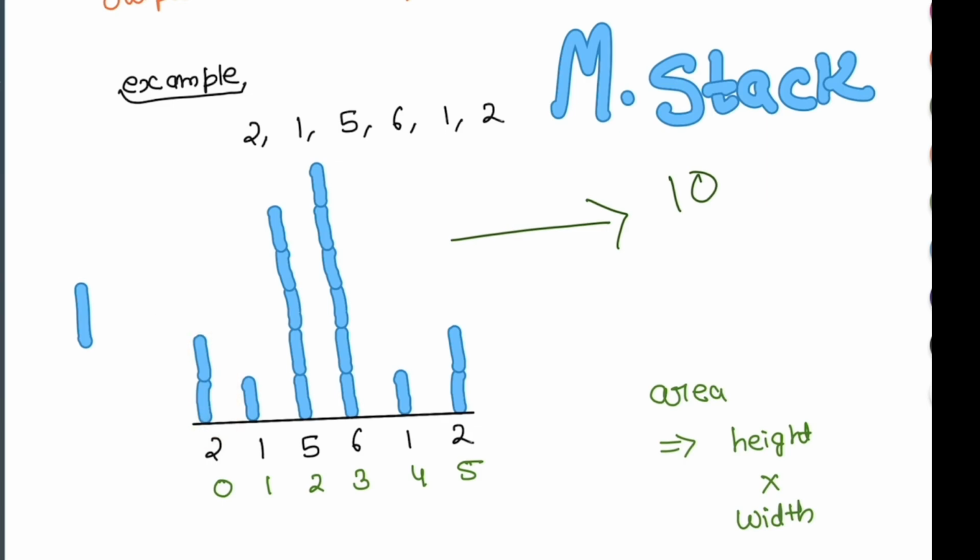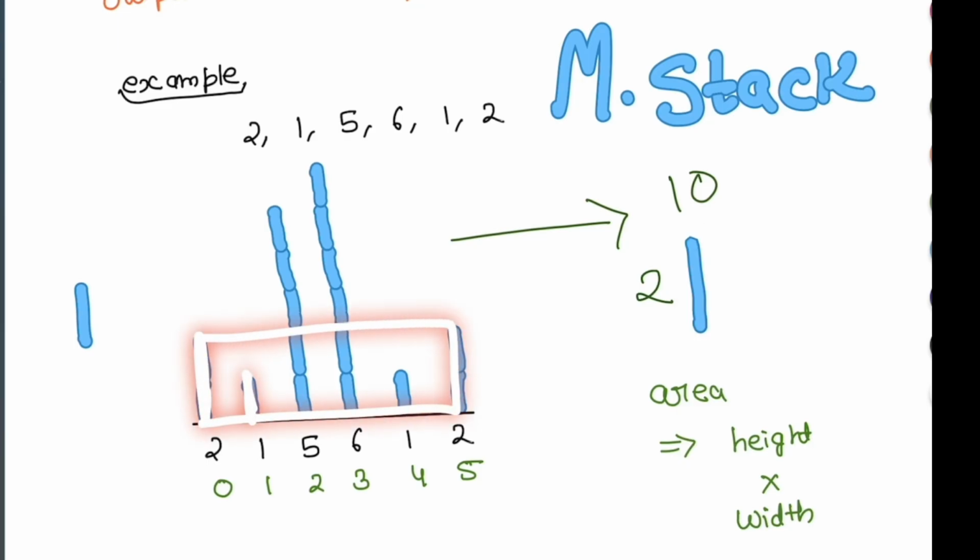I want to create a rectangle which has a height of 2. So I want to create a rectangle which is having a height of at least 2, because I want to create a rectangle including this element. So the rectangle is going to have a height of 2. Now you might say that if I create a rectangle of height 2 and I try to extend this, this is going to have height of 1 and height of 1.